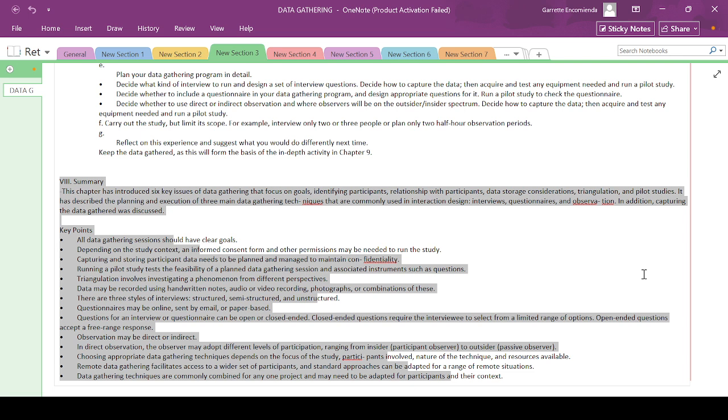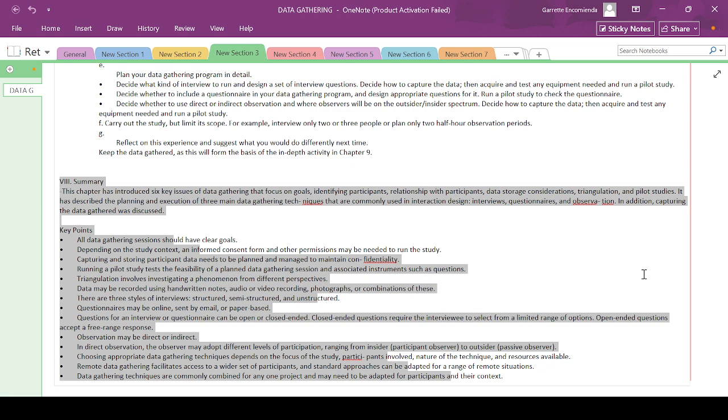There are 3 styles of interviews: structured, semi-structured, and unstructured. Questionnaires may be online, sent by email, or paper-based. Questions for an interview or questionnaire can be open or close-ended. Close-ended questions require the interviewee to select from a limited range of options. Open-ended questions accept a free-range response. Observation may be direct or indirect. In direct observation, the observer may adopt different levels of participation, ranging from insider, participant observer, to outsider, passive observer.